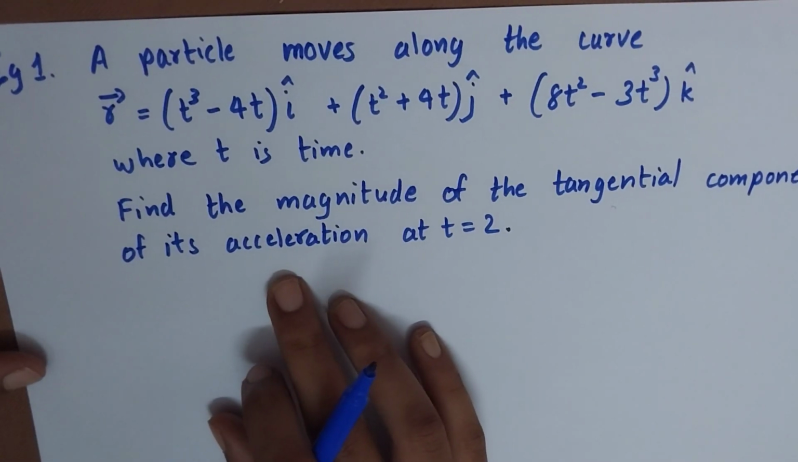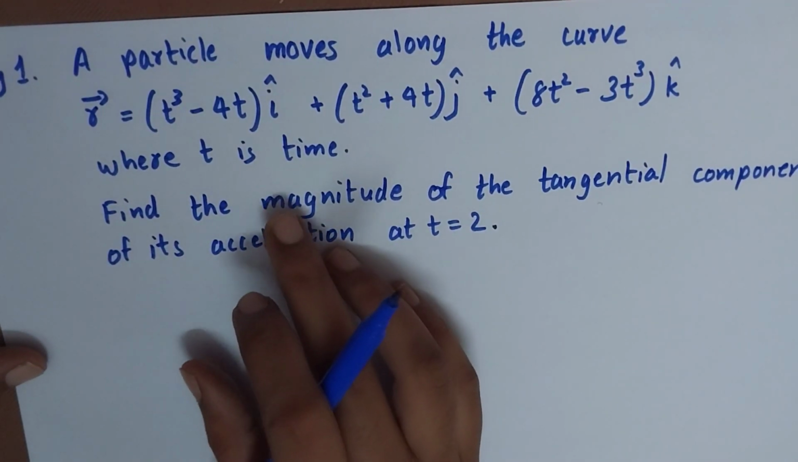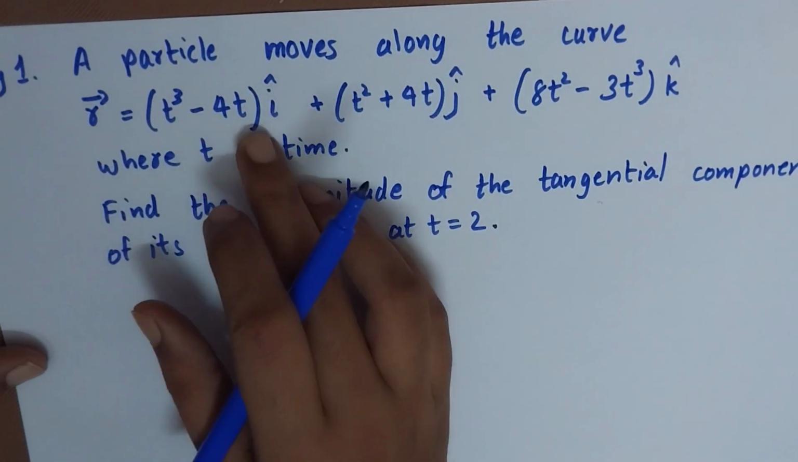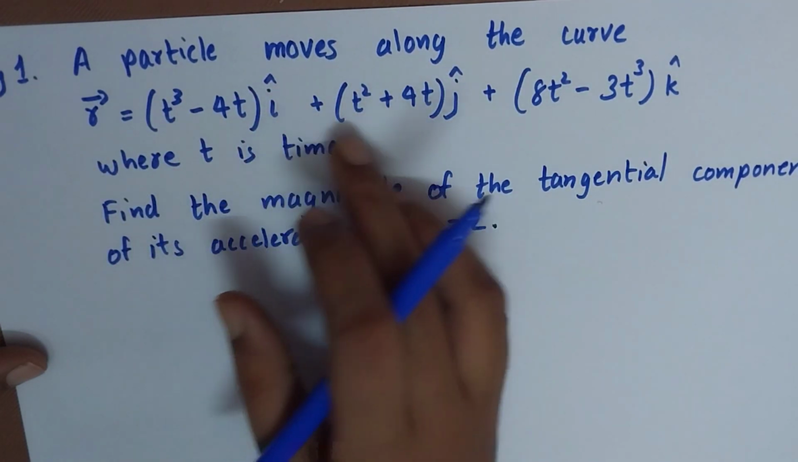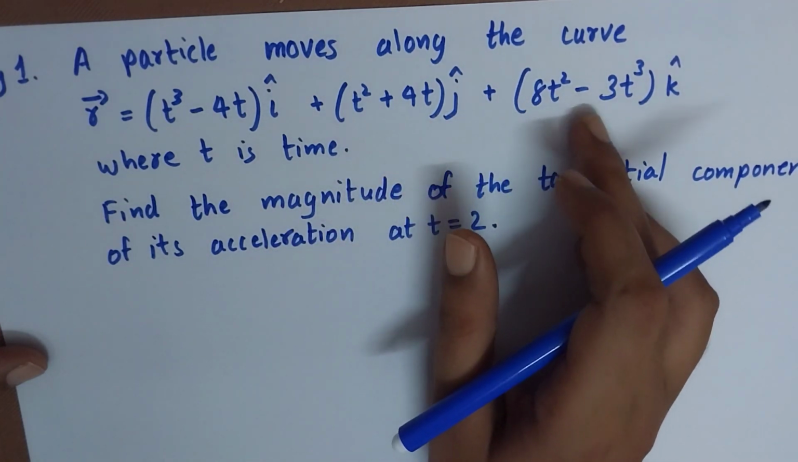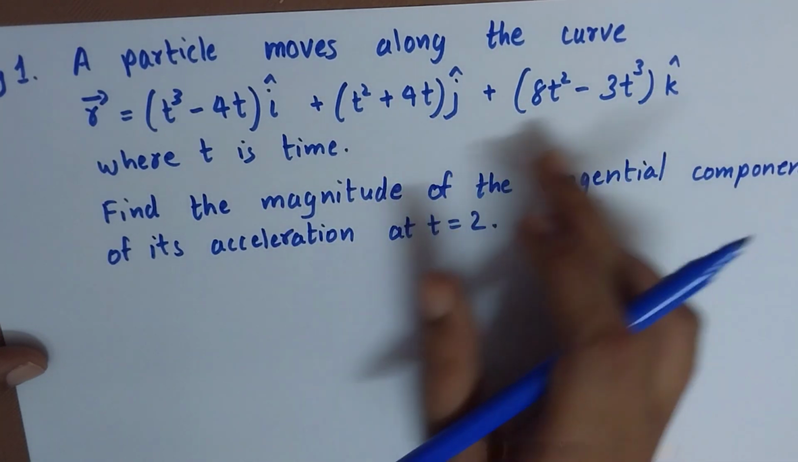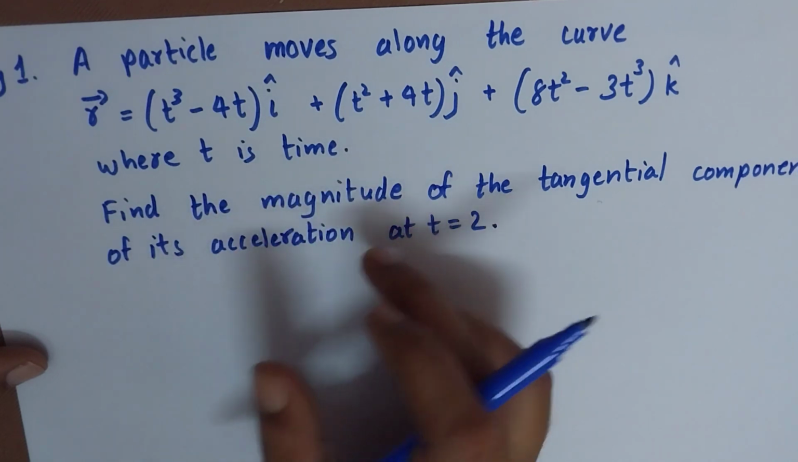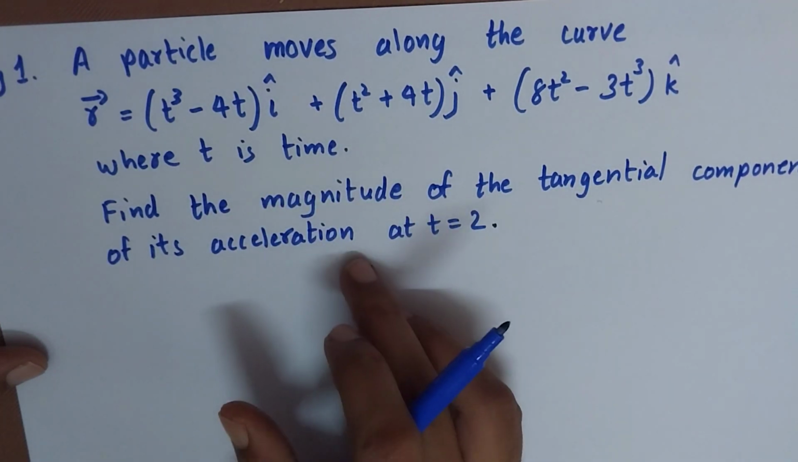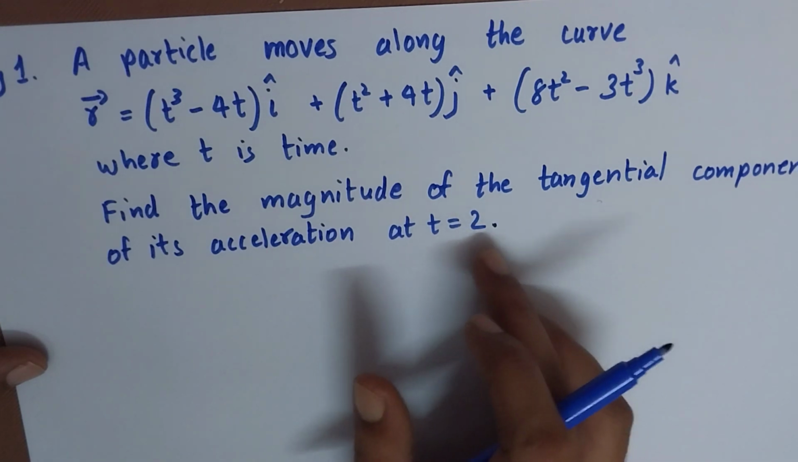Let's solve some example questions. Our first example question is: a particle moves along the curve r vector is equal to t cube minus 4t i cap plus t square plus 4t j cap plus 8t square minus 3t cube k cap, where t is time. Find the magnitude of the tangential component of its acceleration at t equal to 2.